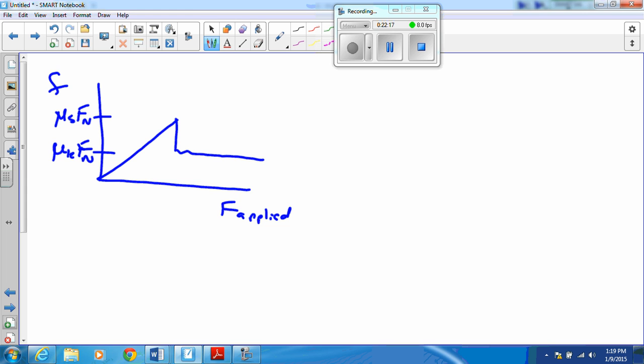So the static is not always lower than the kinetic? Well, when I say that, what I mean is that mu s is always greater than mu k. The coefficient of static friction is always larger than the coefficient of kinetic friction.